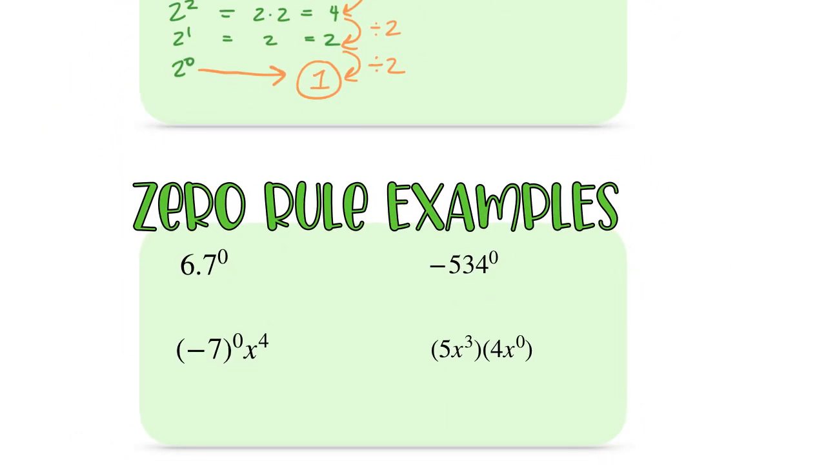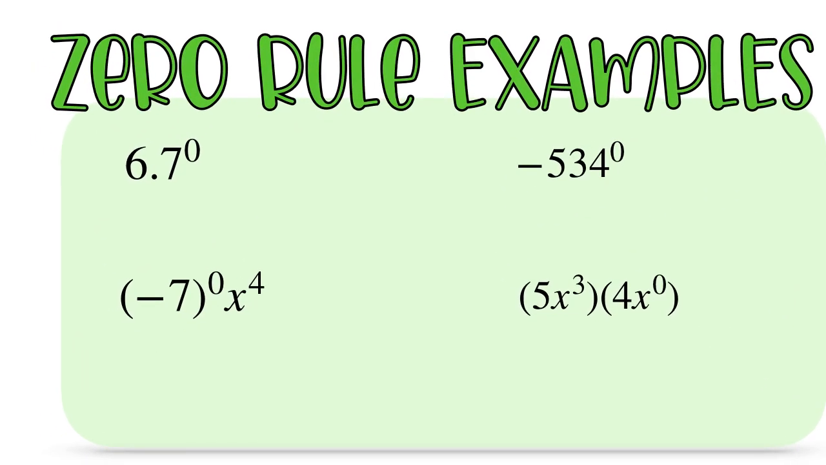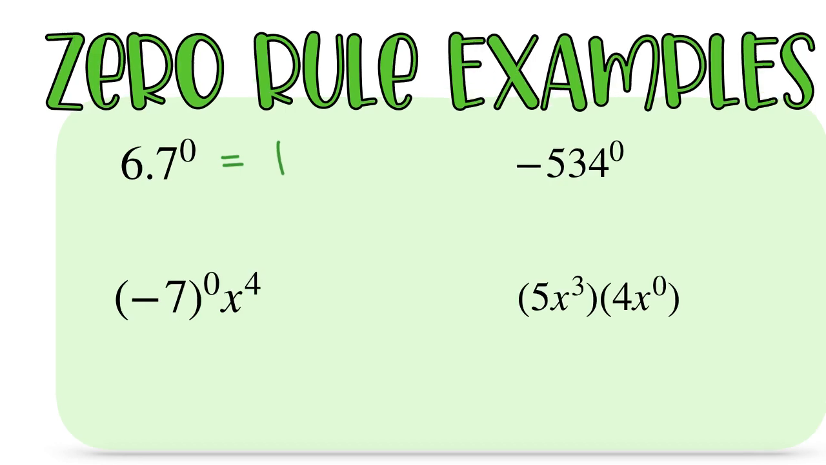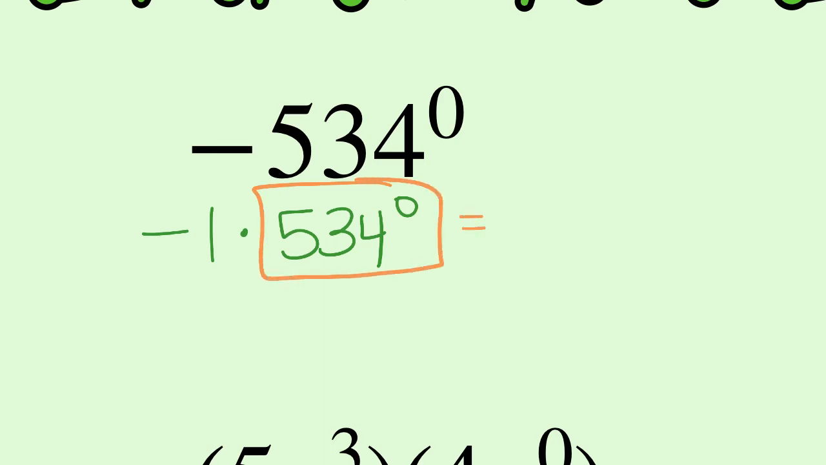All right, now we're going to get into some examples. So we're going to start with just some basic ones. 6.7 to the 0 power, well, that's just going to equal 1, positive 1. So the next one over here, this one's a little tricky. This negative, because it's not in parentheses, it's kind of like a coefficient of negative 1. So it's separate from this 534. So we would say that this part is definitely equal to positive 1, but we also have that negative on the outside.